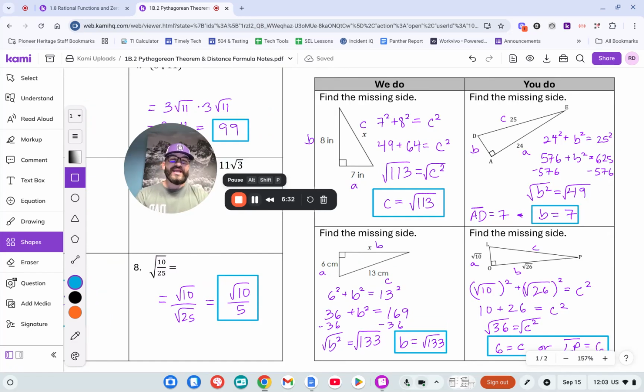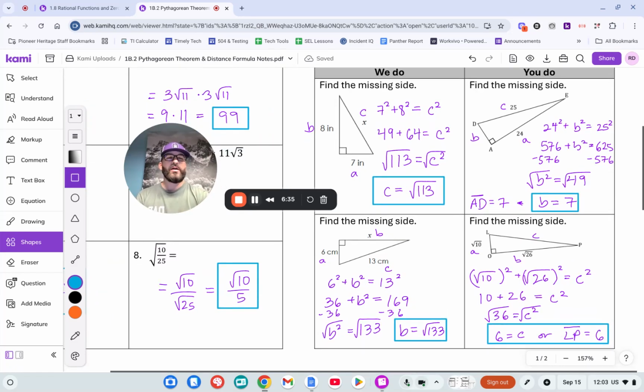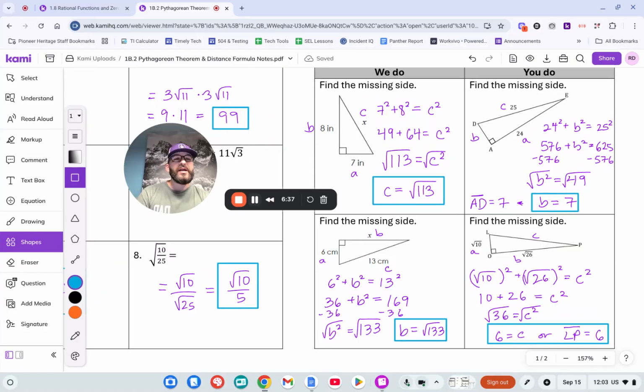All right, checking in, see if we're getting the same thing. So on our first you do, we got side A is 24, side C is 25, but we're missing that side B. So we can set up again 24 squared plus B squared equals 25 squared. Now those are pretty big numbers, but don't be afraid to do some long multiplication if you need to. We get 576 for 24 squared, 625 for 25 squared. Subtracting those, we do get b squared equals 49. And then square rooting both sides, we do get b is equal to 7. So this one came out pretty nice.